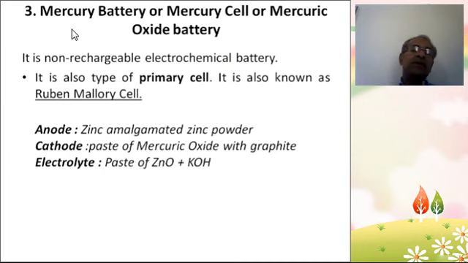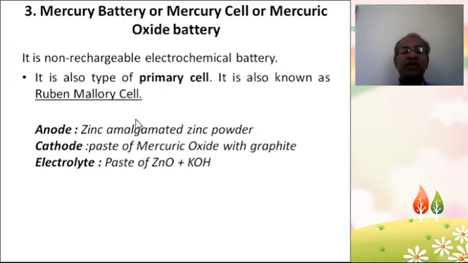Now let us have a discussion about the mercury battery, which is also known as the mercury cell, or the mercury oxide battery. This is also a primary battery, a primary cell. As it is a primary cell, it is a non-rechargeable electrochemical battery, because no chemical reactions are reversed, even though an external electrical current is applied. It is also known as the Ruben-Mallory cell.